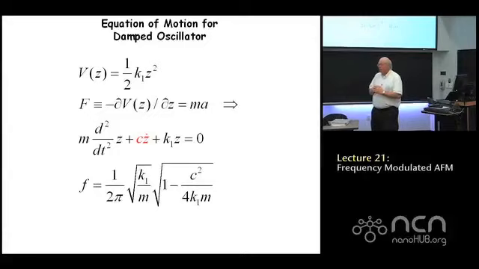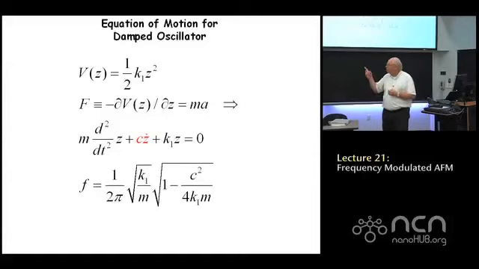C is a parameter that defines how much energy is lost per cycle of oscillation. Z dot is the velocity of the particle. And if you just follow this equation of motion through, again, this can be solved analytically, what you find out is that the frequency of oscillation in that cantilever shifts ever so slightly just because of the damping mechanism. How much does it shift?